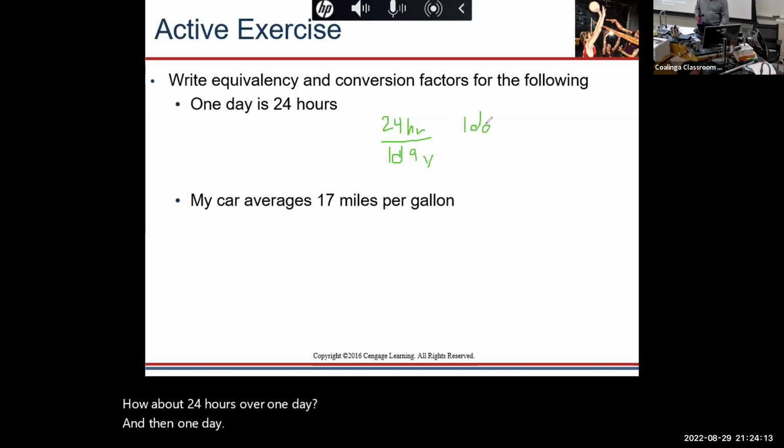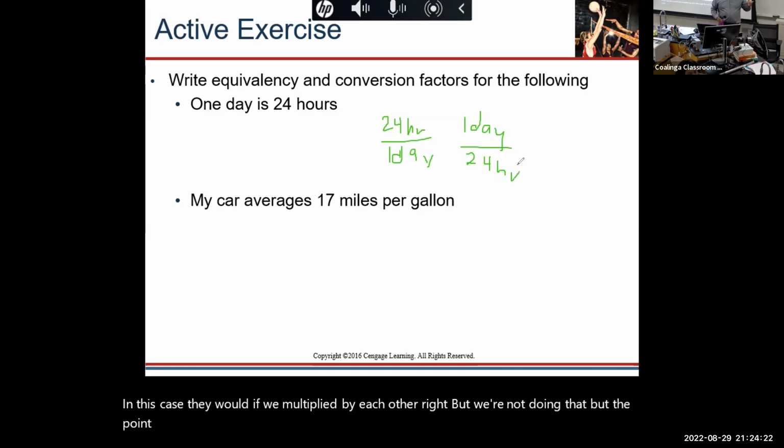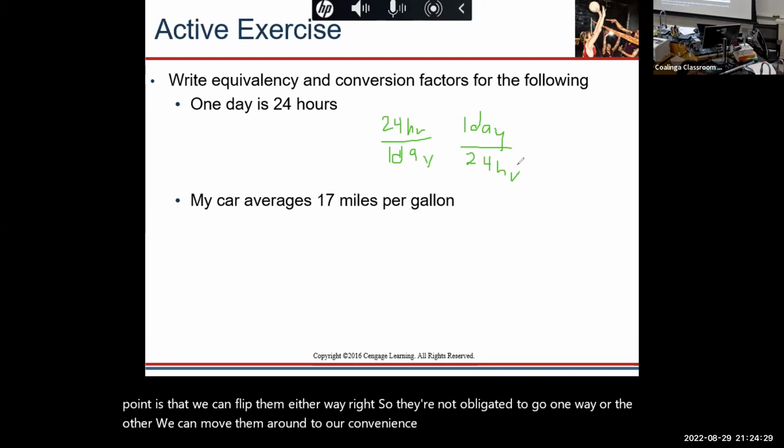Then when they cross each other out? Oh, in this case, they would, if we multiply them. But we're not doing that. The point is that we can flip them either way, right? So they're not obligated to go one way or the other. We can move them around to our convenience to satisfy what we need to satisfy.